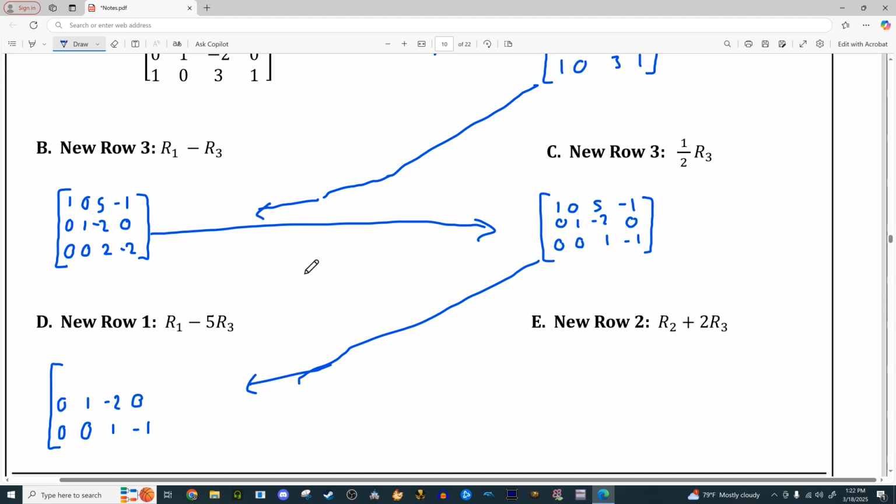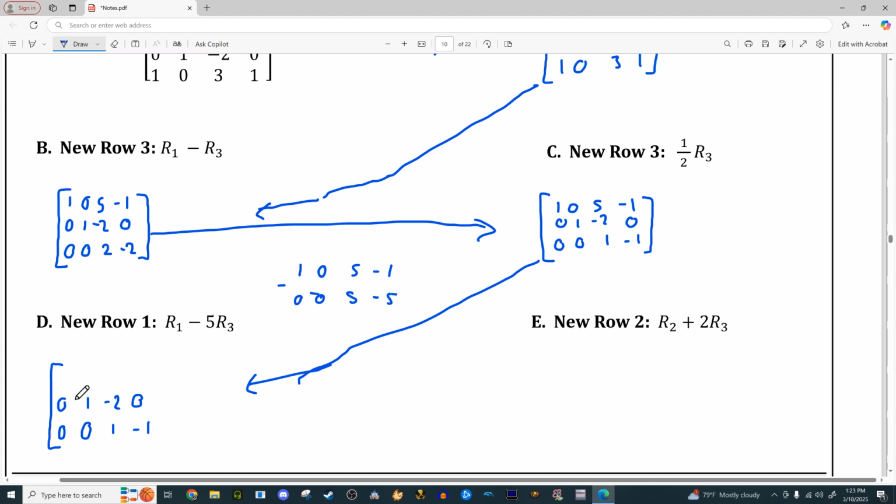And this one is a little tricky, so I'm going to write out row 1 and 5 row 3 so it can be a little easier to see. Row 1 was 1, 0, 5, negative 1. And then 5 row 3 is 0, 0, 5, negative 5. This is row 1, this is 5 row 3. I got them from letter C here. I now need to subtract these things. I need to do row 1 minus 5 times row 3.